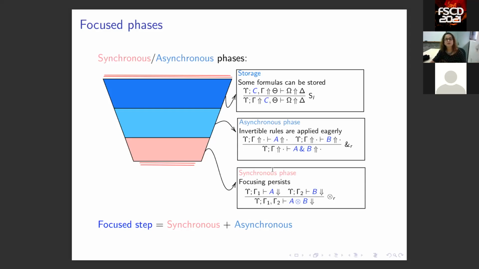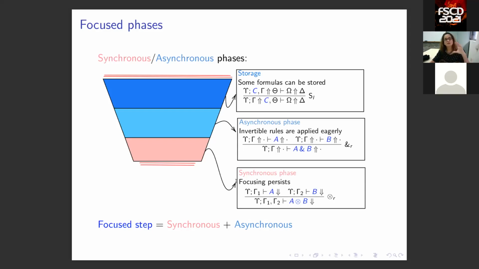Of course, in the synchronous phase, you have to focus on something. So at some point, you can focus on something that you should not. I mean, this is not going to lead to a proof. Then you have to backtrack and come back and focus on something else. So this is the synchronous or positive phase. You may have to backtrack. In the other ones, no, you don't have to.